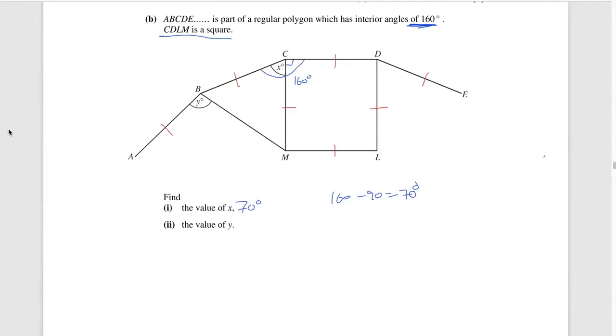Is Y 105? Correct. So that's 70. Take out 70, you will be left with 110. So it's 55, 55 each. And 160 minus 55 is 105. Very good.